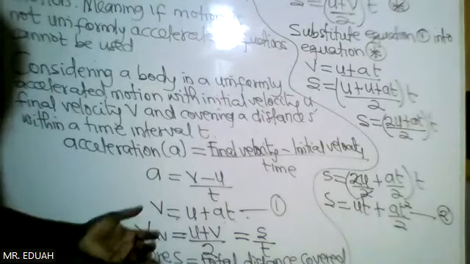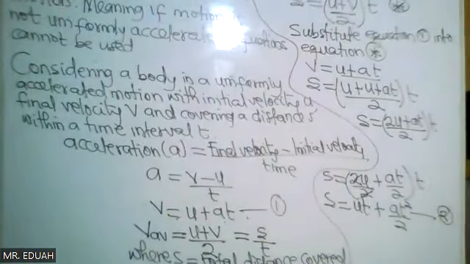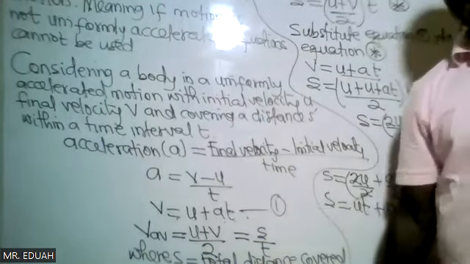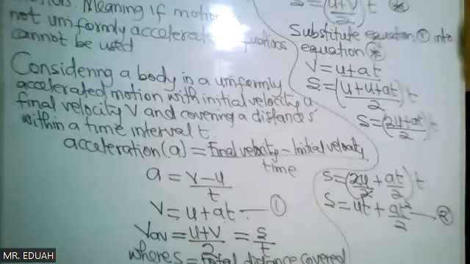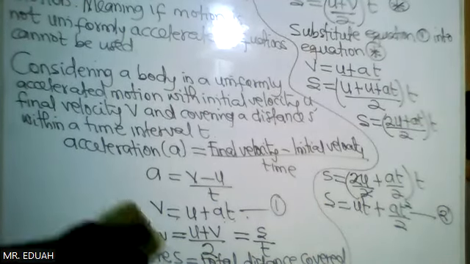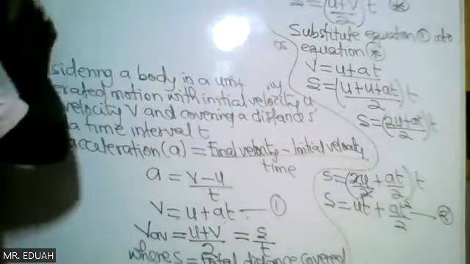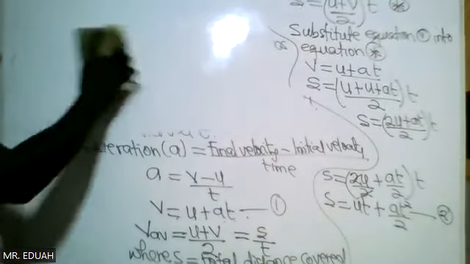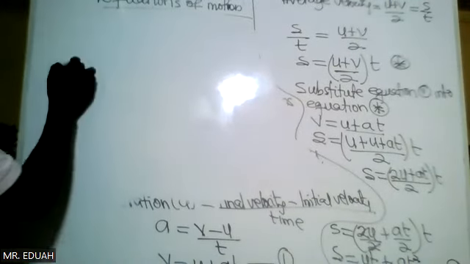So the second equation of motion is just about understanding average velocity. Average velocity is equal to U plus V over 2, and it's also equal to total distance over total time taken. And when you substitute equation 1 into equation 2 and just play around, you can easily derive equation 2. Let's finish up on equation 3 and then we end for today. For equation 2 and 3, it's all about understanding the average velocity. So quickly, let's finish equation 3 and go.